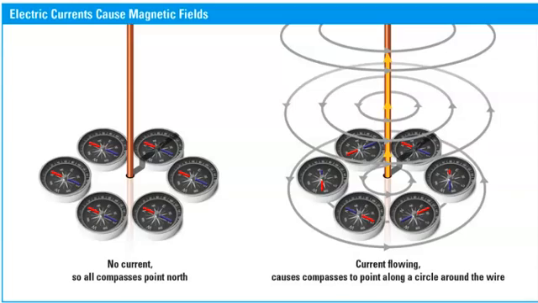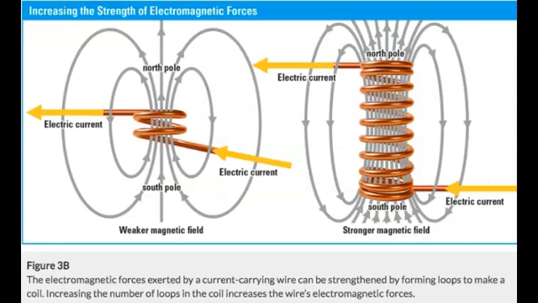The forces can be made stronger by forming loops to make a coil out of the wire, as seen in figure 3b. The more loops formed in the coil, the stronger the magnetic forces exerted by the blank, number 8. The forces can be made even stronger by wrapping the current-carrying wire around a piece of iron.